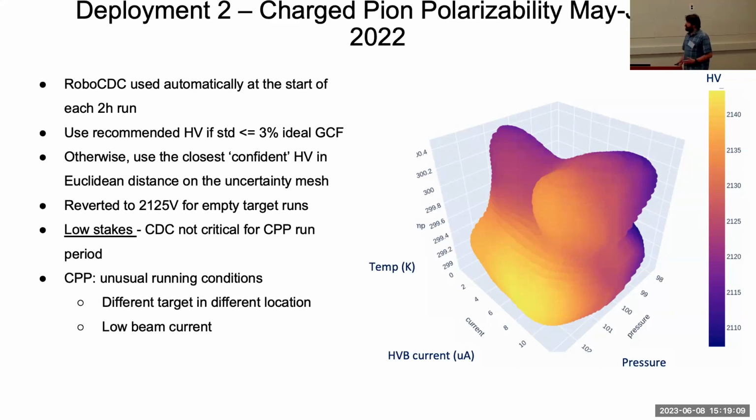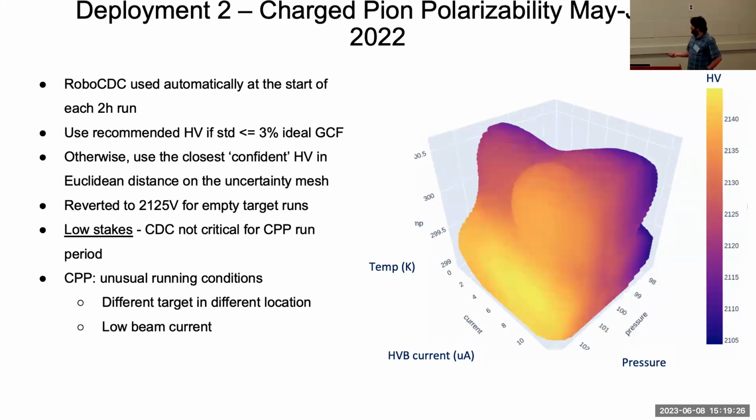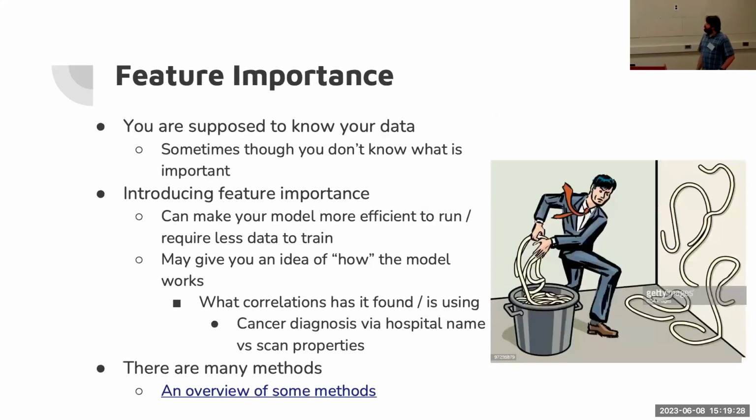It depends on many factors, but as an experimentalist, we gravitated to this Gaussian process as a method, not because it was the most accurate, but because our detector expert allowed us to use it, which is important. In doing this, we also did feature importance. And when you're doing machine learning, this is very important.